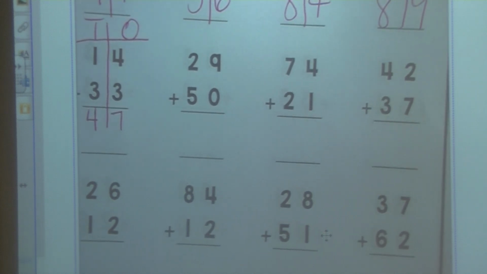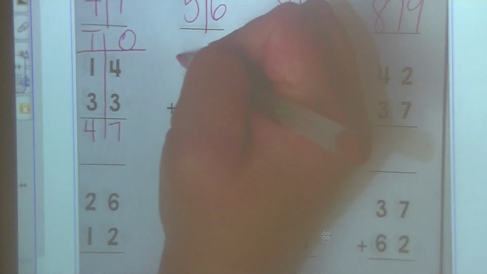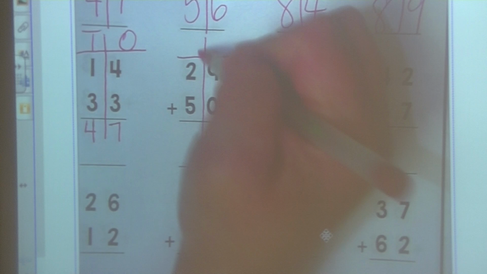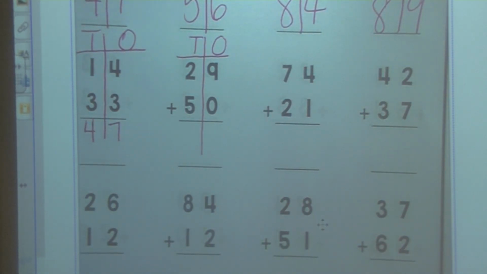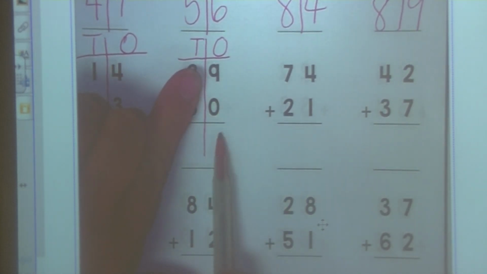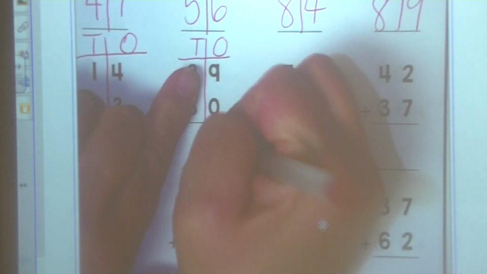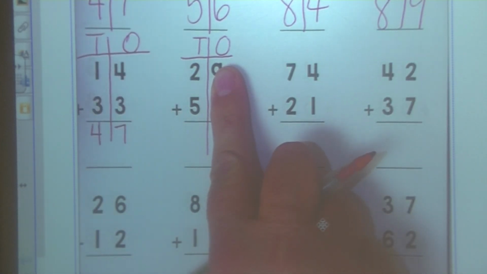It's a little bit easier to see. All right, your second problem on the second row. I'm going to make a chart. Tens and ones. All right. Always, always, always, tens hide. 9 plus 0 equals 9. 2 plus 5 equals 7.